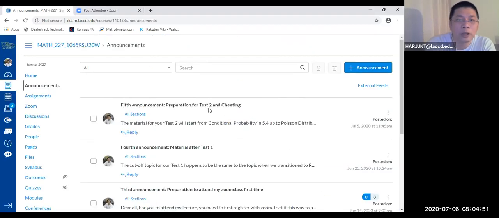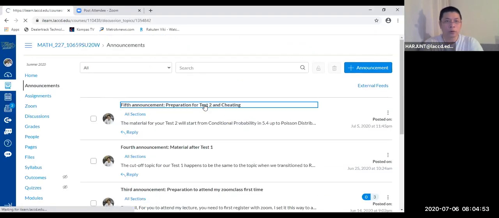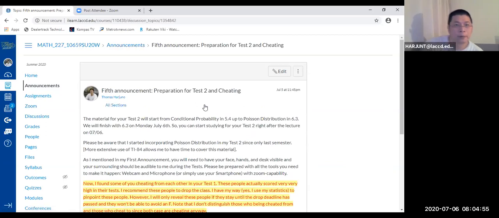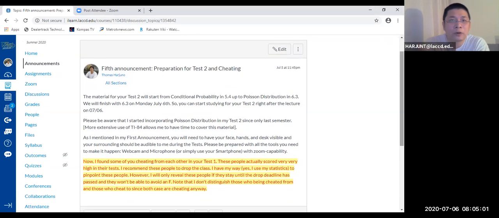Announcement board, and in the announcement board number 5, two things that I will really mention. It's about your test 2. Your test 2 will start from 5.4 conditional probability up to Poisson distribution in 6.3. Now we will finish 6.3 today. And so right after this class, you can start studying for your test 2 already.